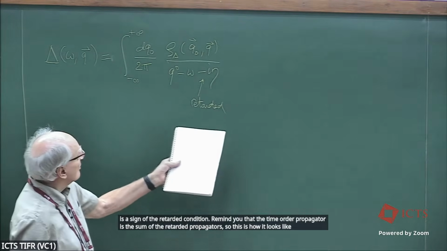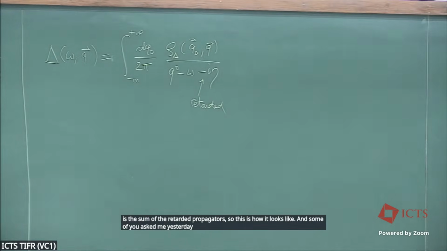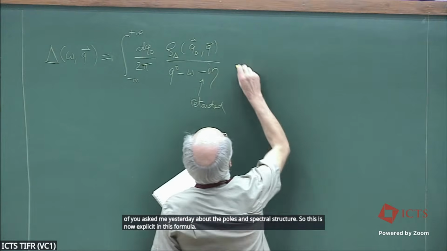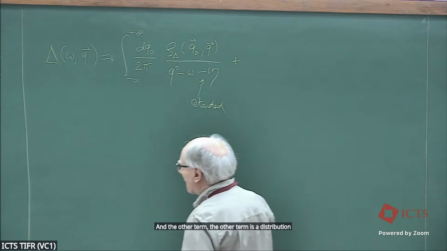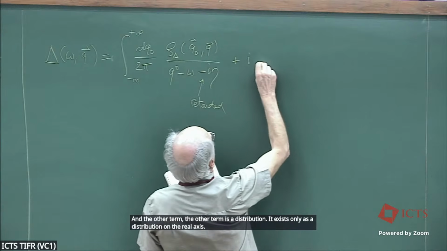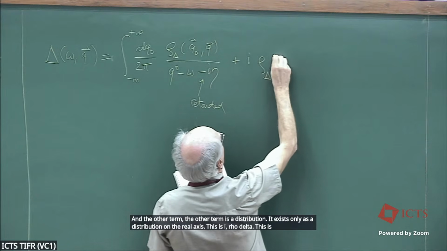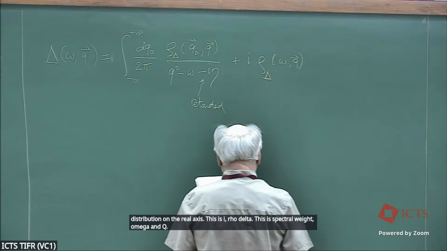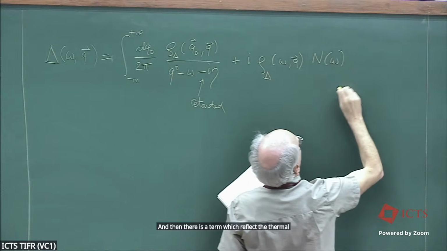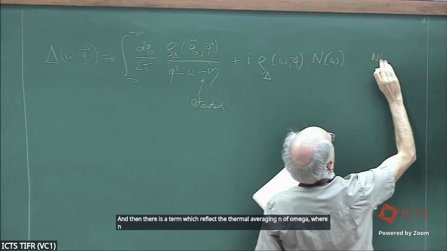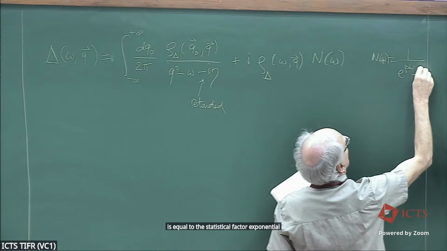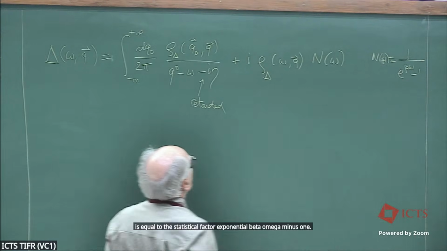And some of you asked me yesterday about the poles and the spectral structure. So this is now explicit in this formula. And the other term is a distribution, it exists only as a distribution on the real axis. This is I, rho delta, this is a spectral weight, omega and Q. And then there is a term which reflects the thermal averaging, n of omega, where n of omega is equal to the statistical factor, exponential beta omega minus 1. Okay?